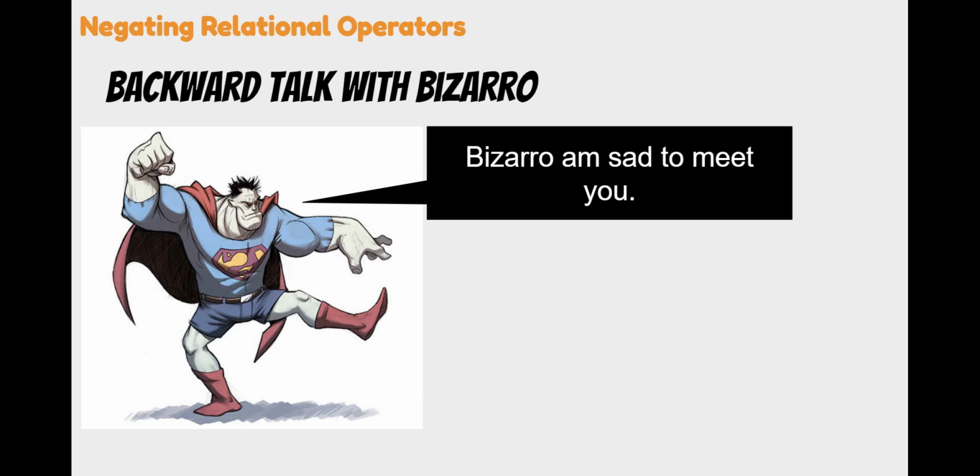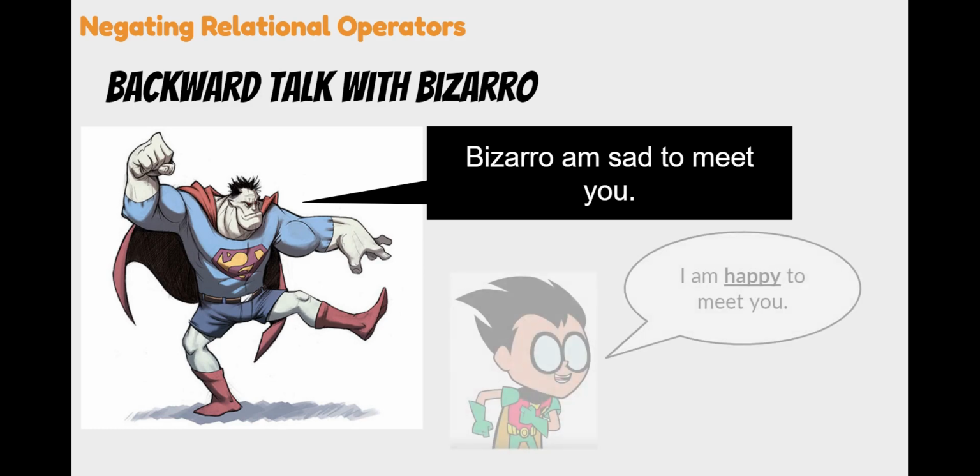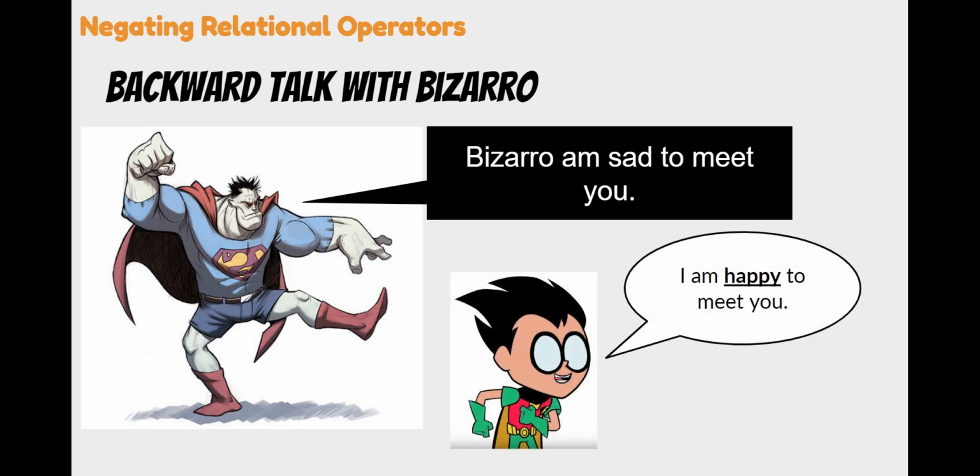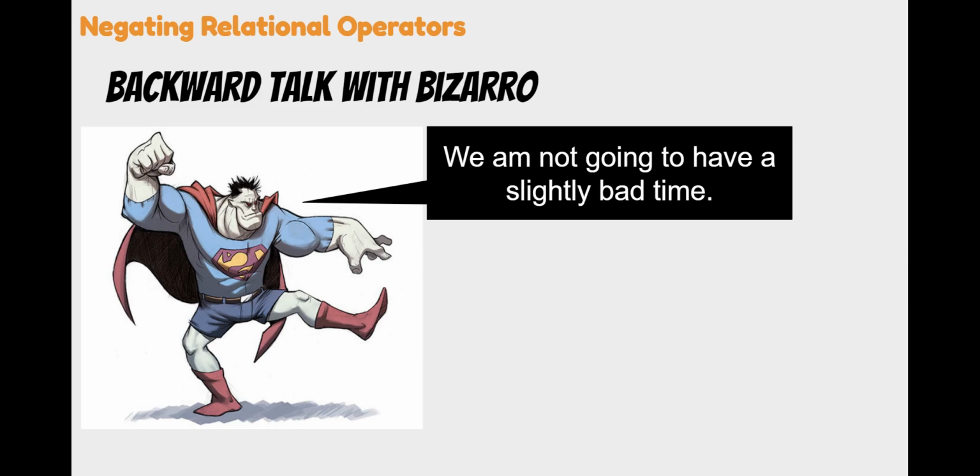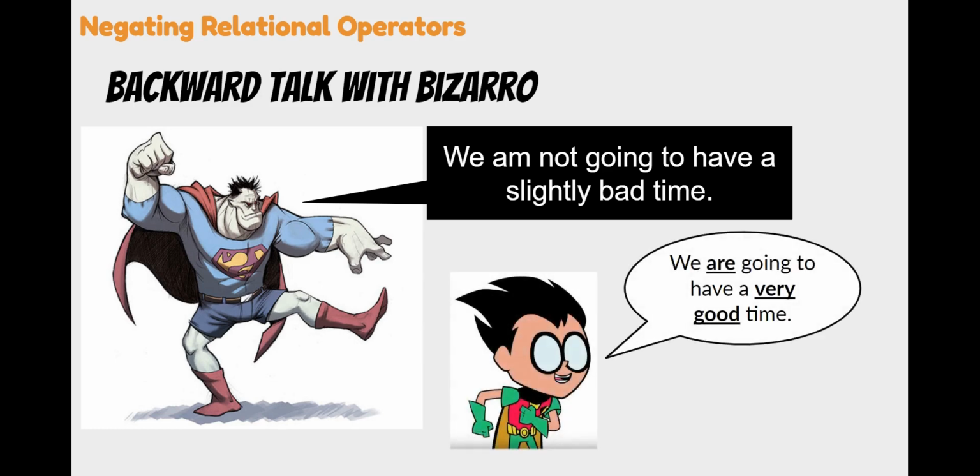What does Bizarro mean when he says, "Bizarro, am sad to meet you"? He is trying to say, "I am happy to meet you." Let's try another one. Bizarro says, "We am not going to have a slightly bad time." What did Bizarro mean? We are going to have a very good time. I think so too, Bizarro.